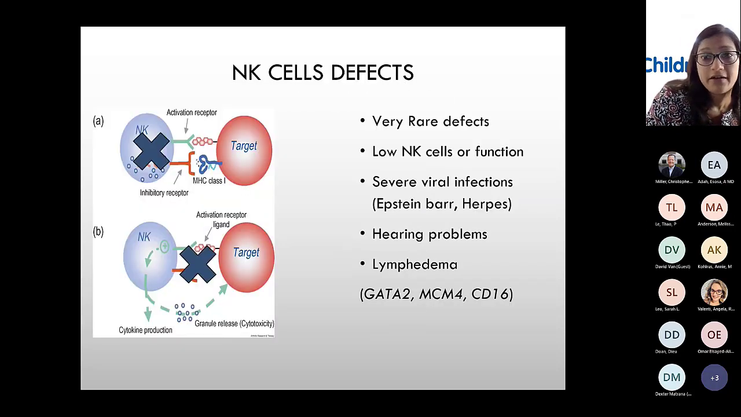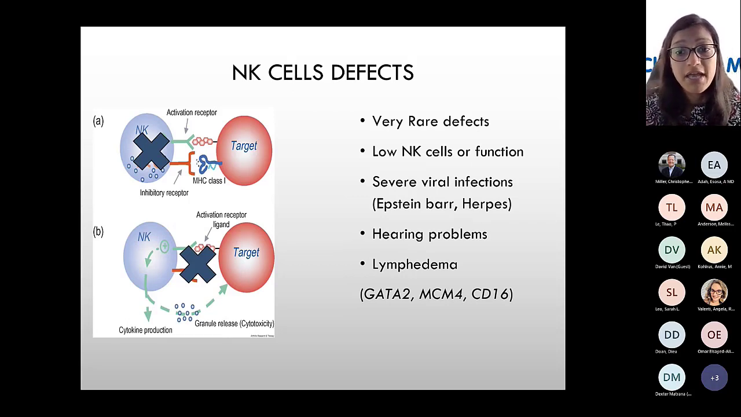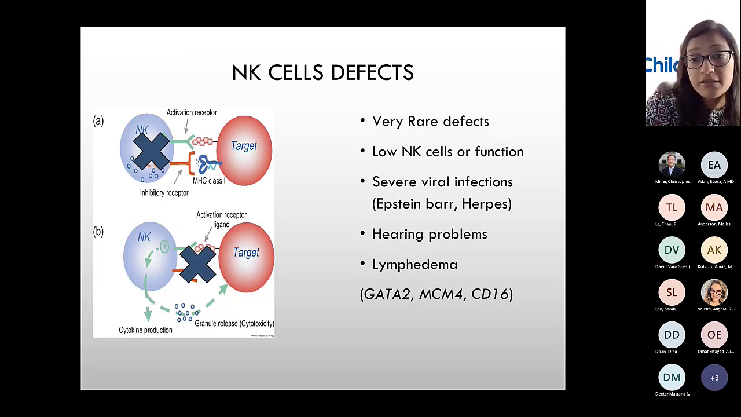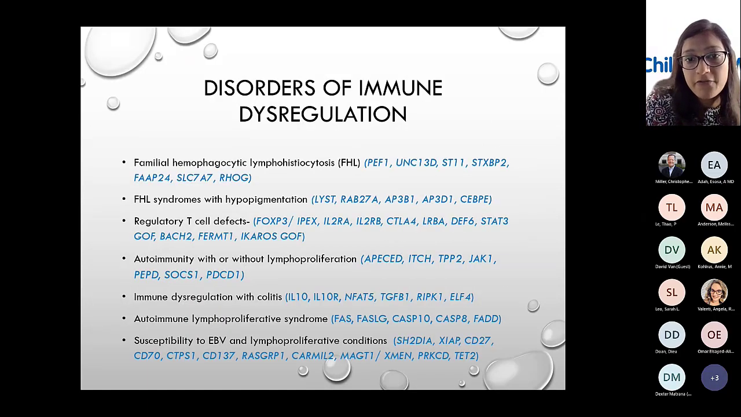NK cell defects, these are again pretty rare, and they might actually now be classified in different categories, such as GATA2, which is defined as one of the defects noted as a phagocytic defect. So apart from NK cells being affected, they can affect other cells as well. CD16, MCM4, those are combined immunodeficiencies where NK cell deficiency is pretty prominent. Some of these patients can have severe viral infections, so disseminated EBV, disseminated HSV, so kind of keeping that in mind.